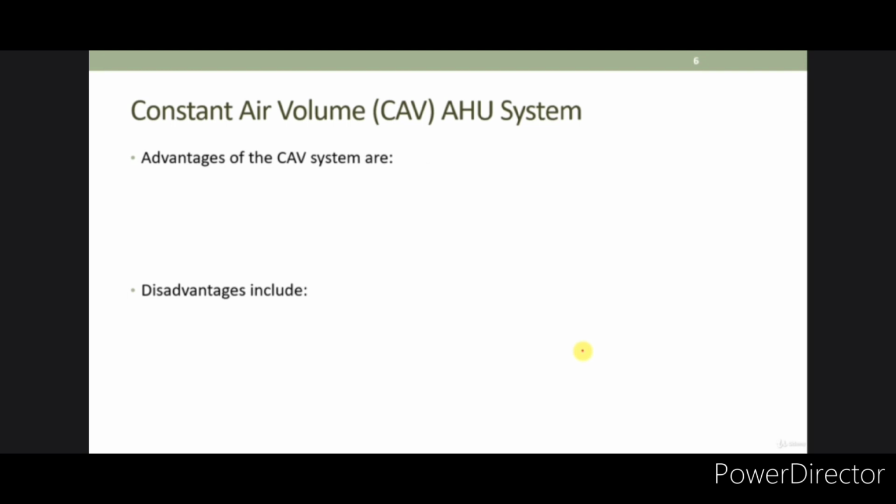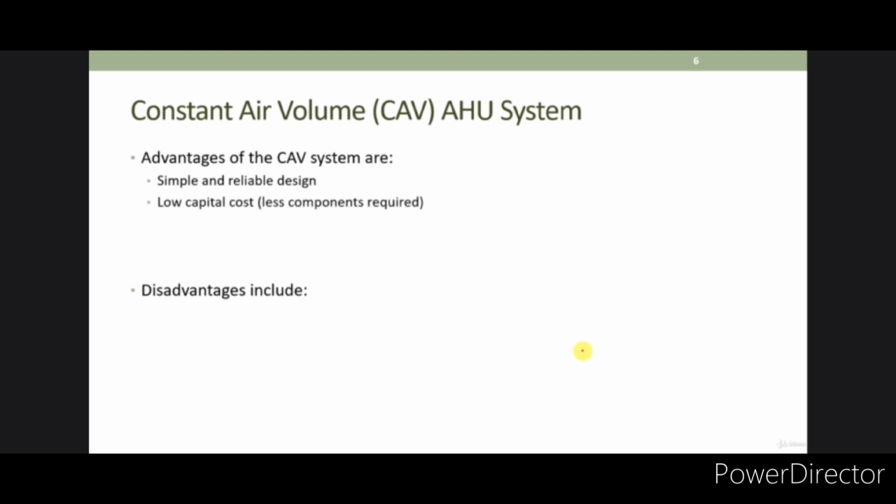Now, let's look at some of the advantages and disadvantages of having this system. First, it's simple and reliable because there are not many components. It's simply controlling the temperature by changing the supply air temperature by modulating the chilled water valve.